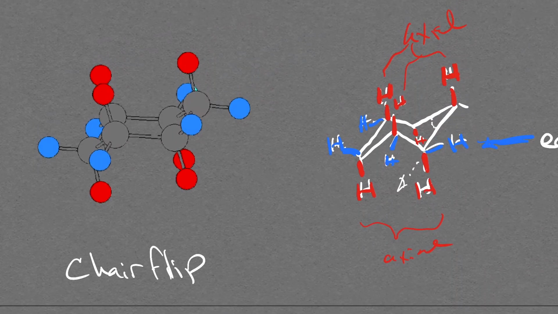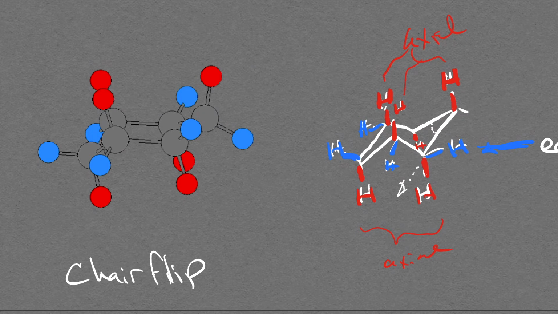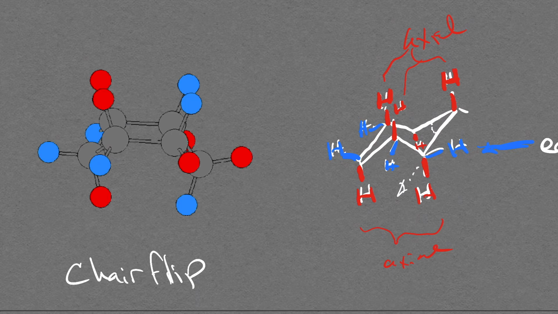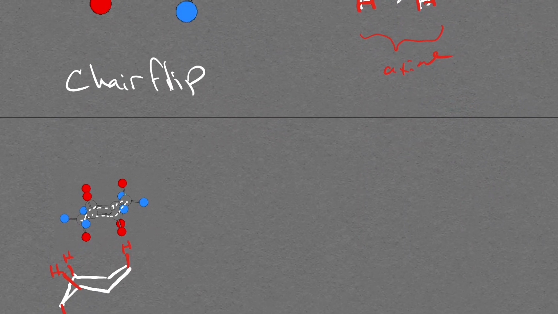And we can see, back in our animation, that one side of the chair is essentially flipping down, okay? And it goes into this intermediate configuration.